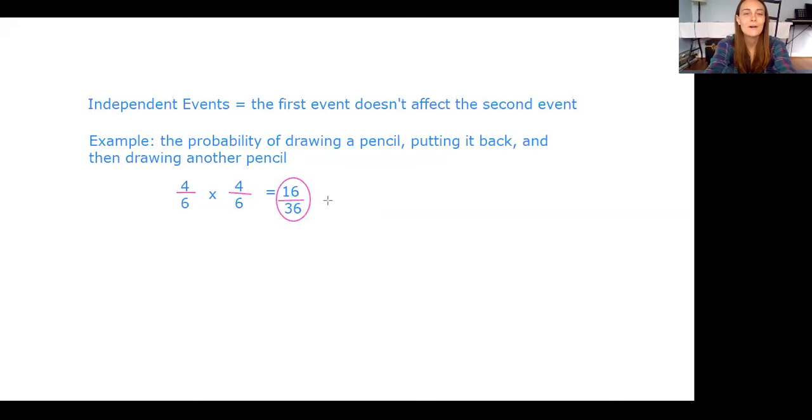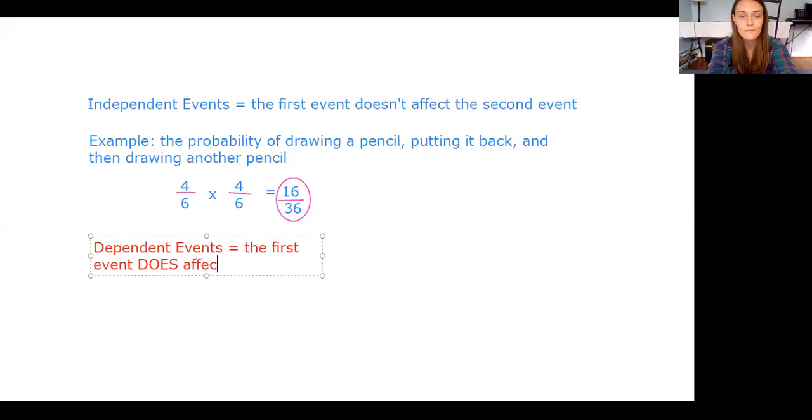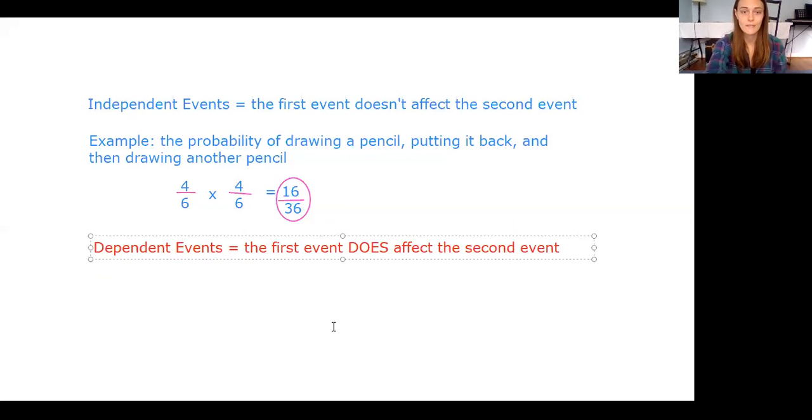All right, and so the next type of event. So independent events, the first event does not affect the second event. Now, the opposite of that is dependent events, which you can probably guess. Dependent events, if it's the opposite, means that the first event does affect the second event. So for example, let's take my cup with pencils and markers again. I draw a pencil out for my first event. I don't put it back. What's the probability of me drawing a pencil again?